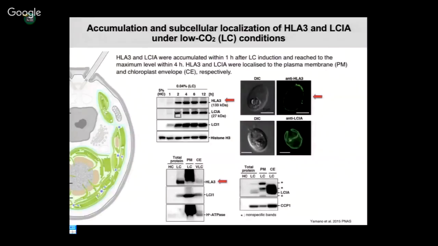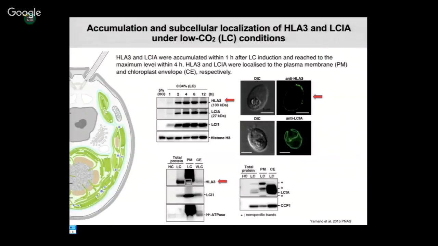And this is histochemical. Using the antibody, you will see the subcellular localization. The upper panel is HLA3. It looks like almost a surrounding area. It's also clear. And in case of LCIA, the shape of the chloroplast is very clearly indicated. That means the chloroplast envelope protein. LCIA is chloroplast envelope.